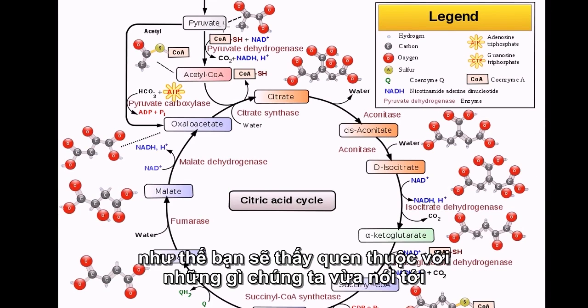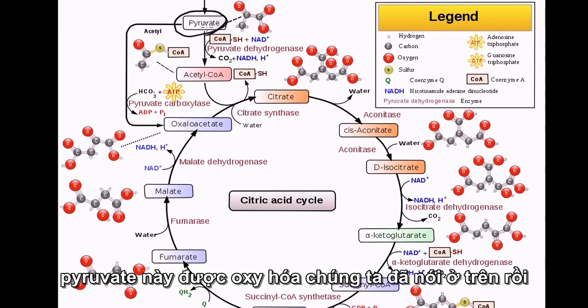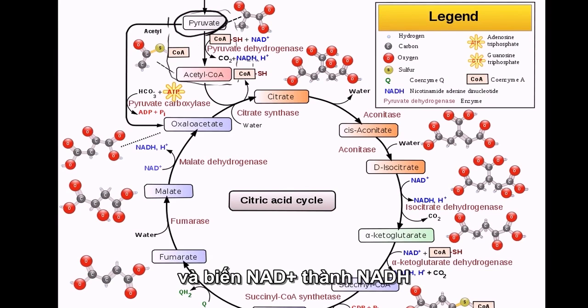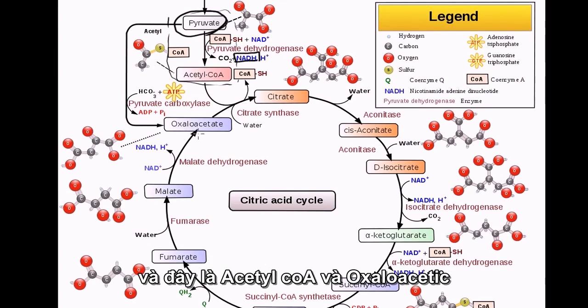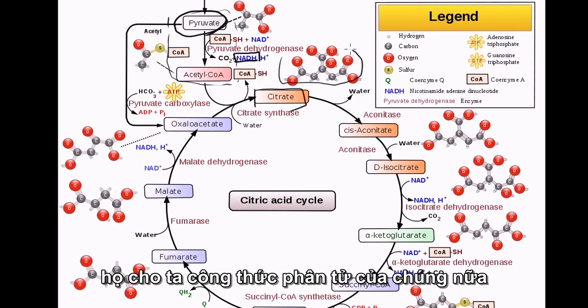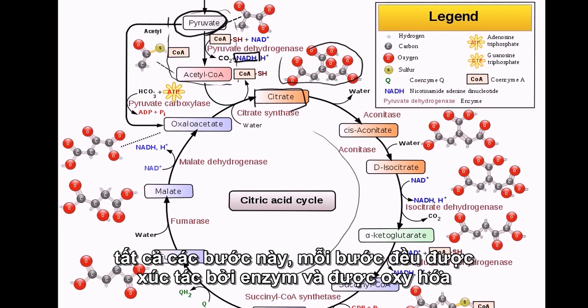From glycolysis, you produce 2 pyruvates. That's the pyruvate right there. They actually showed some molecular structure. This is the pyruvate oxidation step that I talked about, the preparatory step. And you see we produce a carbon dioxide, and we reduce an NAD plus into NADH. Then we're ready to enter the Krebs cycle. The acetyl-CoA and the oxaloacetate, or oxaloacetic acid, are reacted together to create citric acid. They've actually drawn the molecule there. And then the citric acid is oxidized through the Krebs cycle right there. Each of these steps is facilitated by enzymes, and it gets oxidized.